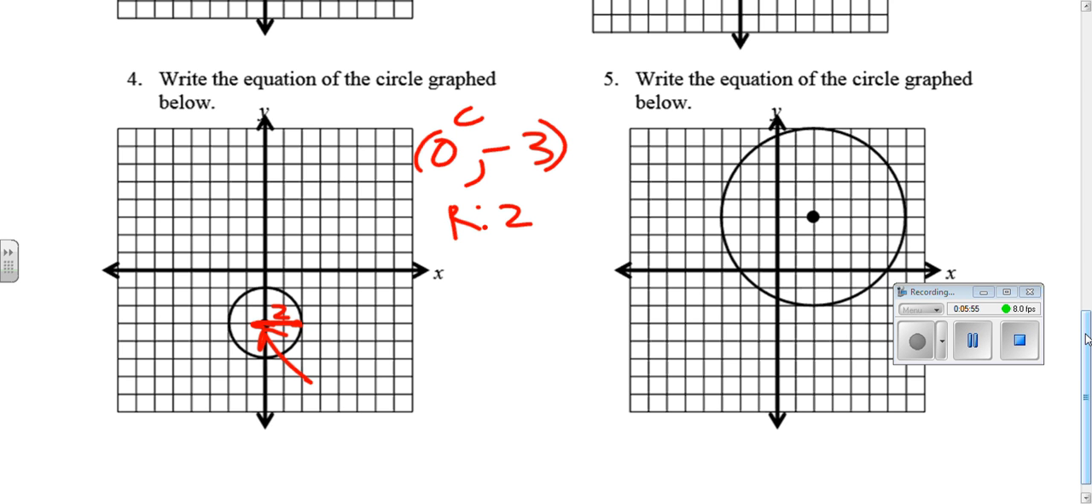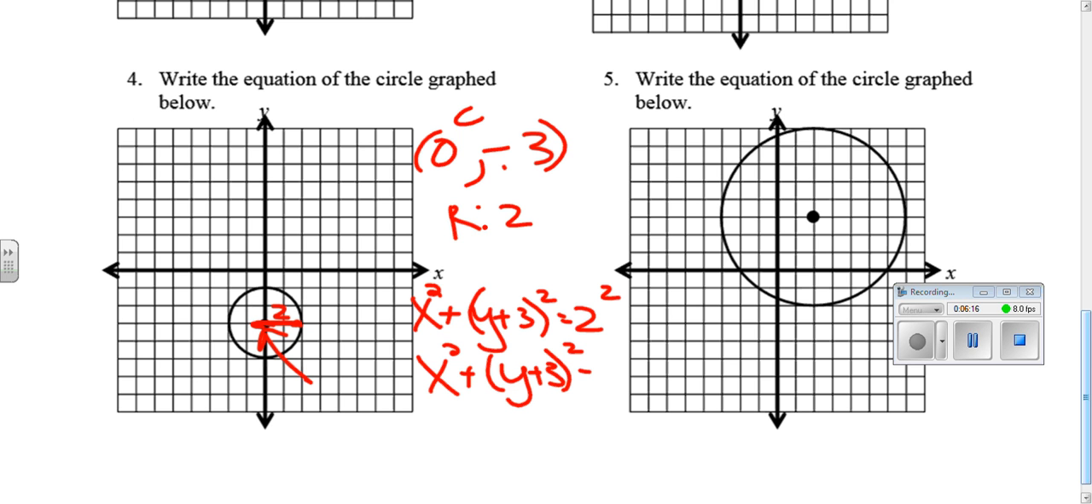As I put that in the equation, I do not need to write x plus 0 squared. It's not wrong if you do, but you're not going to see it that way. So we're just going to write x squared plus, since the opposite of negative 3 is a positive, y plus 3 squared, equals my radius squared. And then you're going to go ahead and square the radius. For those of you who can jump right to 4, that's fine, but make sure it's not equal to 2, it's equal to 2 squared.